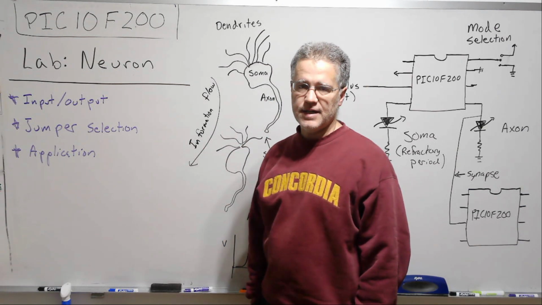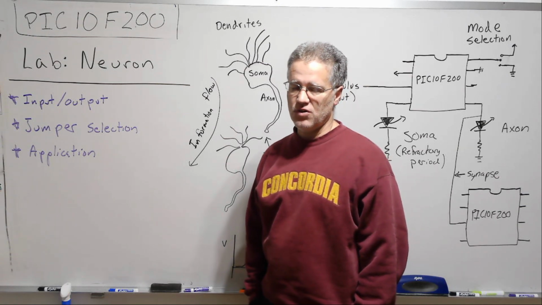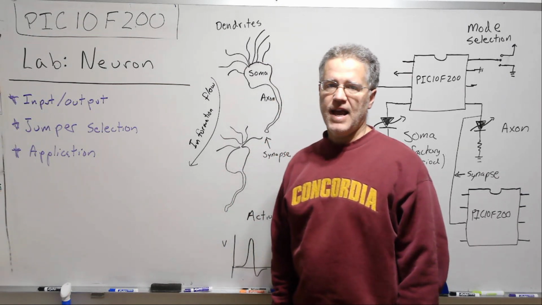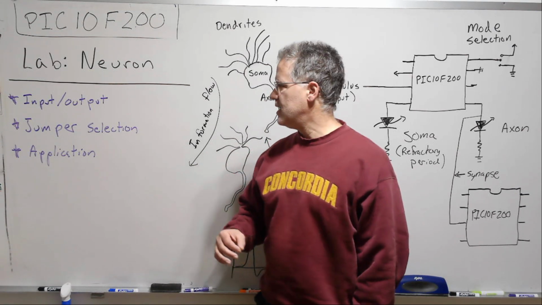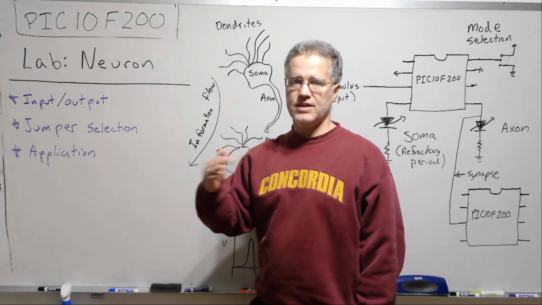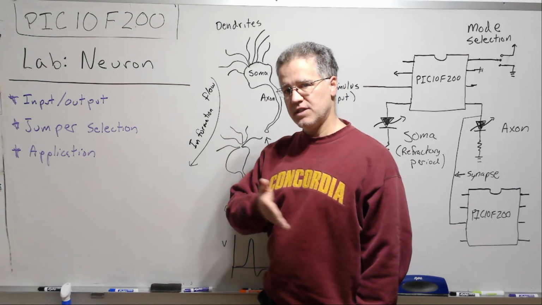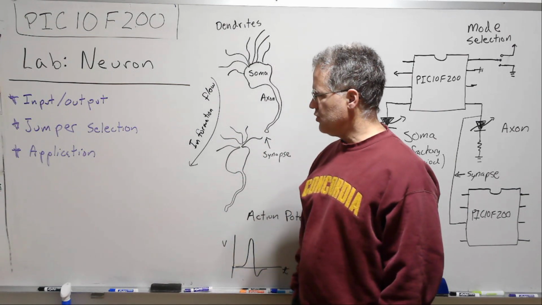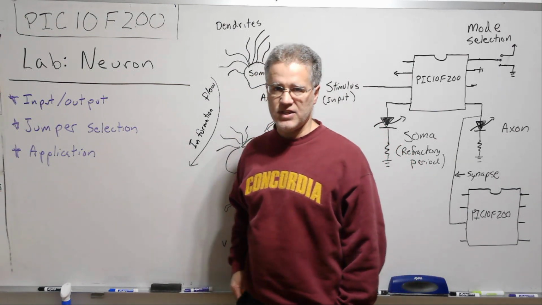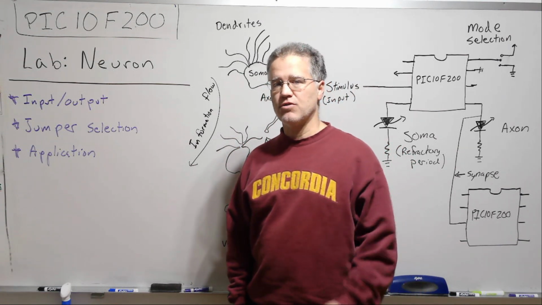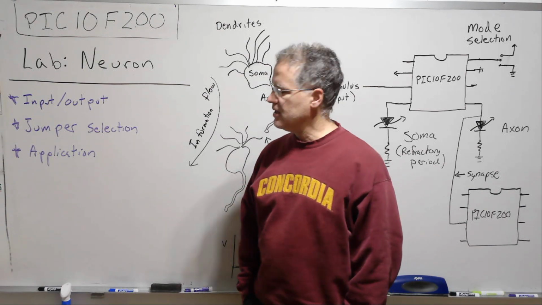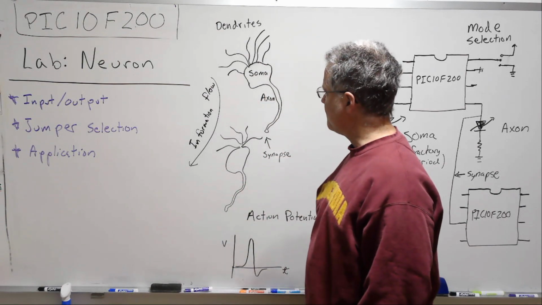We're going to utilize a jumper selection, so we'll be able to have a user select mode by switching jumpers from high to low to put the system into one of two modes. And of course this is, as I mentioned, an application, and we'll be able to use this in real life in our neuroscience program to help teach students about flow of information.